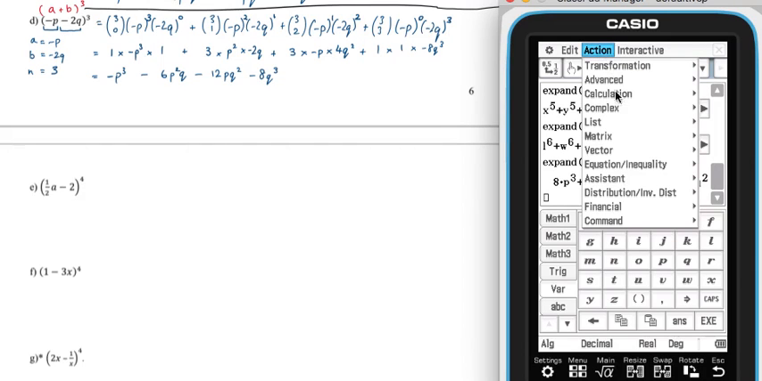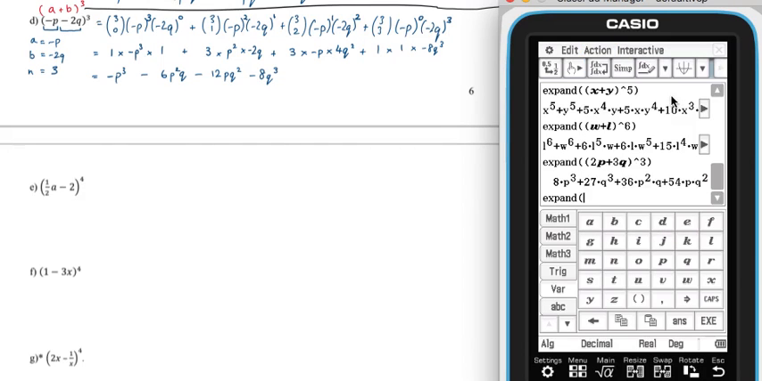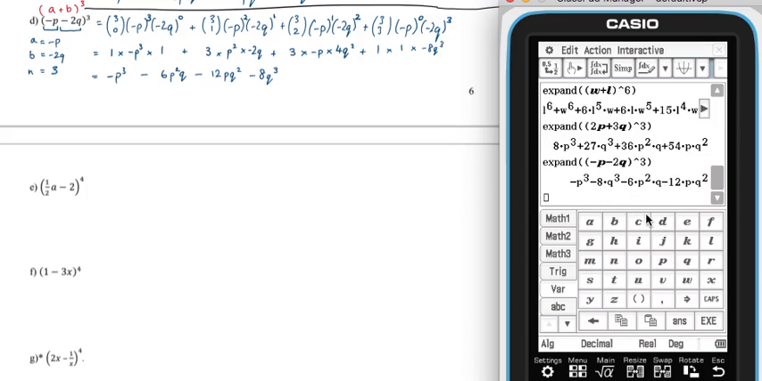In our ClassPad, we can go Action, Transformation, Expand, and we're going to type in that now. I'm just going to copy down what I've written here. So you can just drag that down if you just want to copy. And this one's going to be negative p take 2q cubed. So we've got negative p cubed, take 8q cubed, take 6p squared q, take 12pq squared. So we got it.